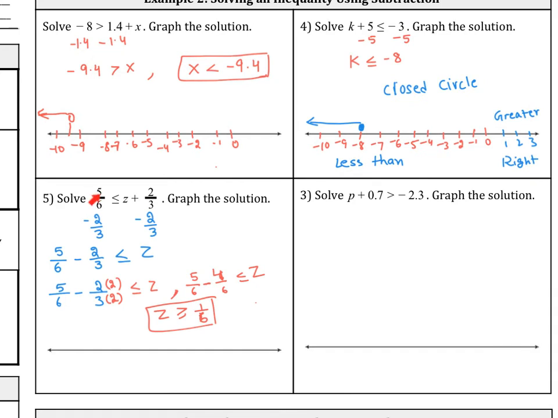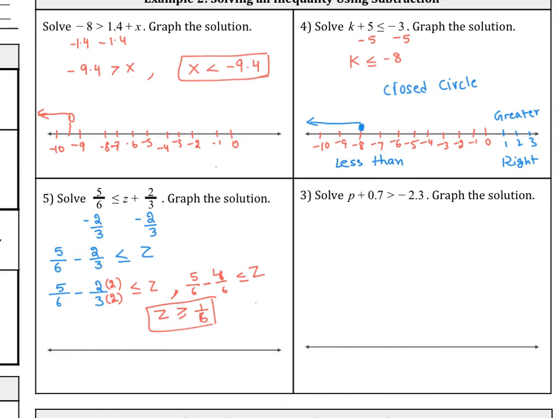For number 5, 5 over 6 less than or equal to z plus 2 over 3. So we want to solve for z, so it means that we're going to remove the 2 over 3 from this side. So subtract 2 over 3 from this side and this side. 5 over 6 minus 2 over 3 is less than or equal to z. Now you're going to make the denominator the same, so you're going to multiply top and bottom with 2. So this becomes 5 minus 4 divided by 6. So 5 minus 4 is 1. So it's going to be z greater than or equal to 1 over 6.